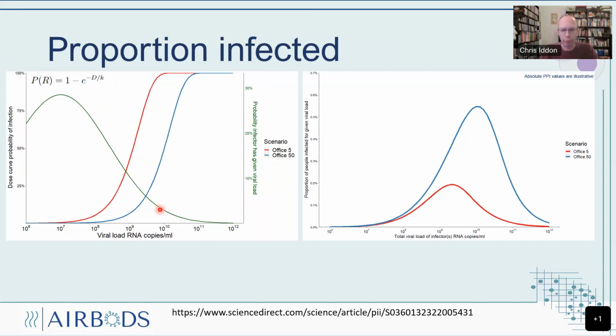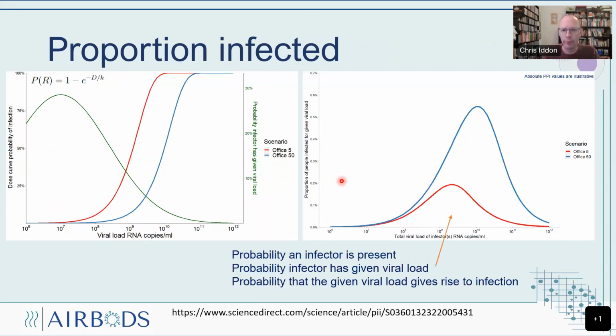We can combine these probabilities into something that we call a proportion of people infected, which is given in this graph here. And the way that we come up with these values is to take the probability that an infector is present. If you recall, the probability of an infector being present is much greater in the 50-person office, and that gives a much greater proportion of the population that is susceptible. Then the probability that the infector has a given viral load, these are the viral loads along the bottom, and the probability that that given viral load gives rise to an infection.